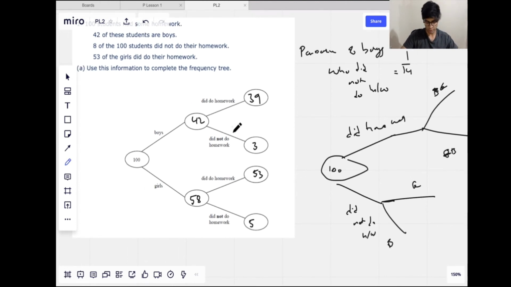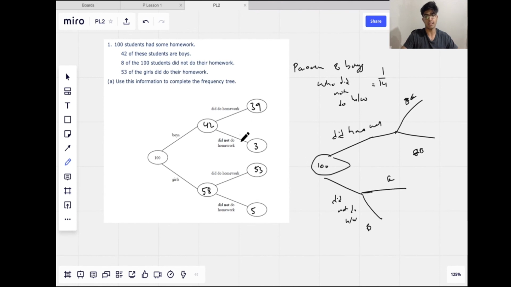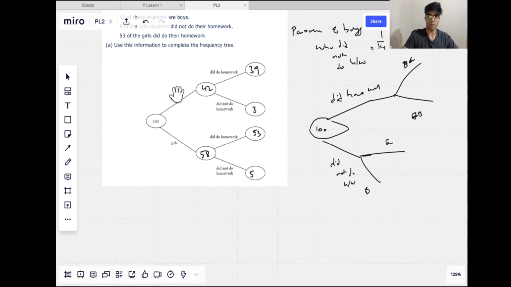And another thing that you might be asked to do with these frequency trees is say, suppose we pick a boy at random. What's the probability he hasn't done his homework? Well, let's say we pick a boy at random. There's 42 boys, and it's equally likely that you'll pick any of the boys in that group. Of those, 3 haven't done their homework, and 39 have.